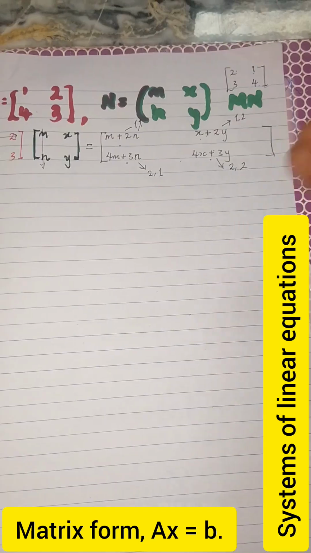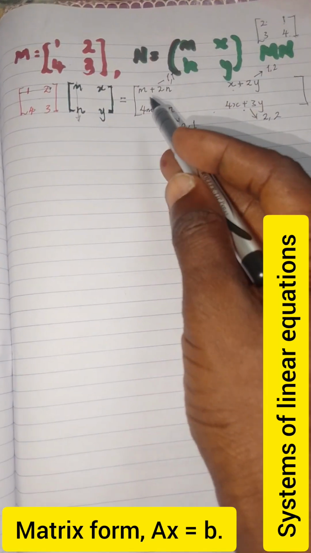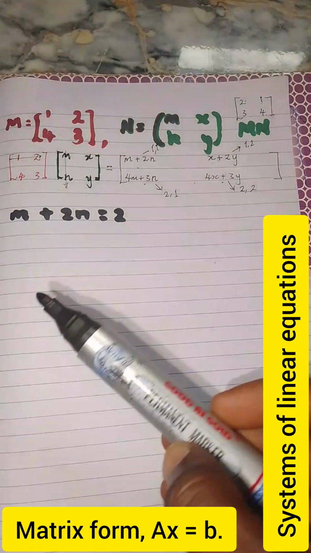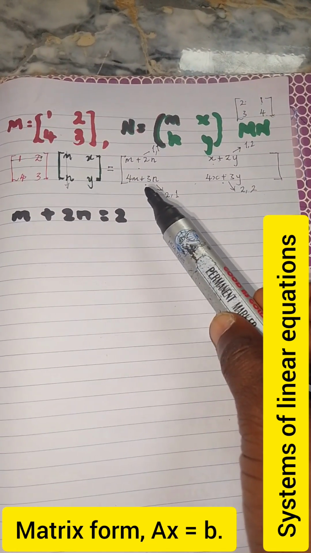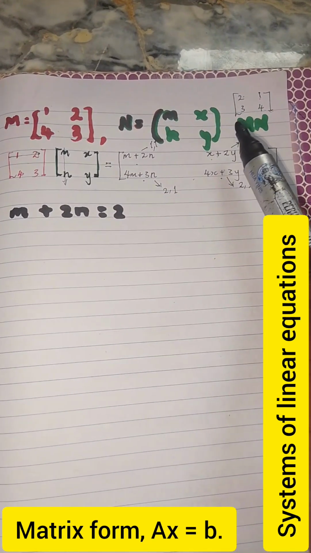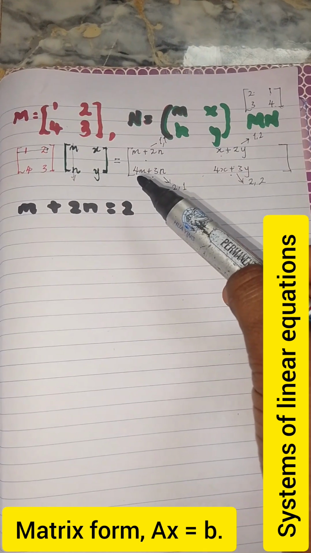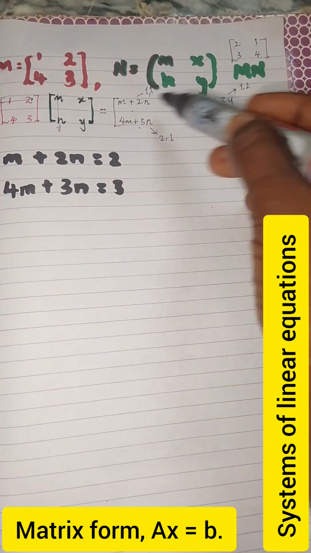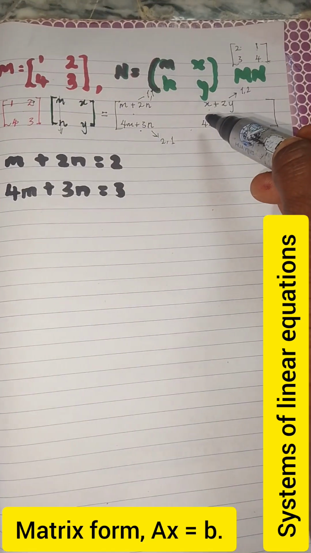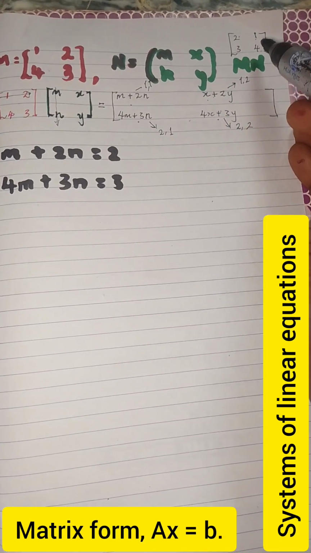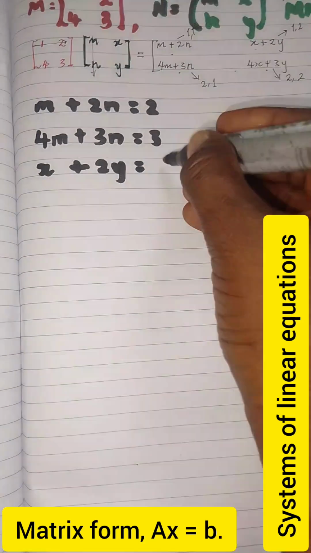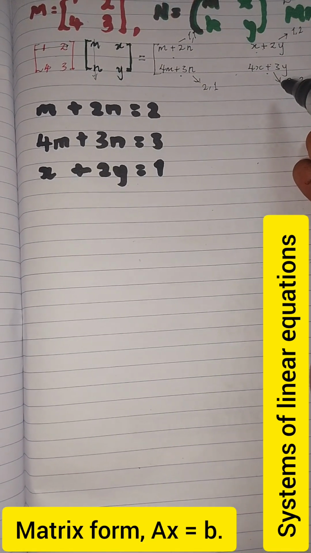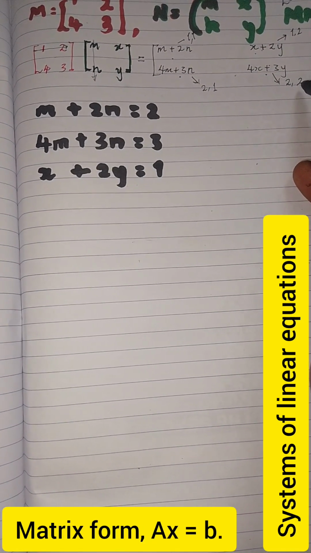So m plus 2n equals 2. Row 2 column 1: 4m plus 3n equals 3. Back to row 1 column 2: x plus 2y equals 1. Then we face the fourth one, row 2 column 2: 4x plus 3y equals 4.